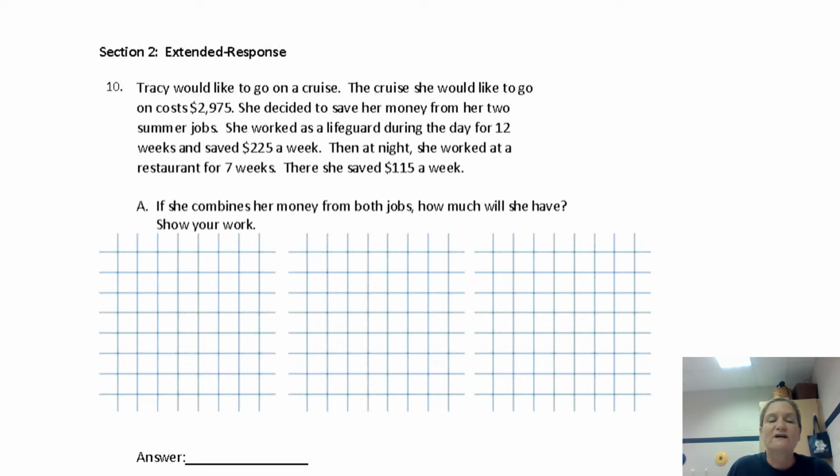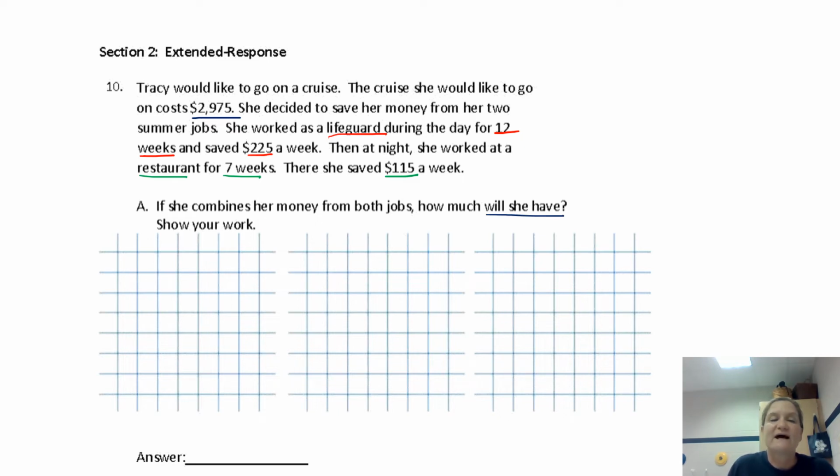Question 10. Tracy would like to go on a cruise. The cruise she would like to go on costs $2,975. She decided to save her money from her 2 summer jobs. She worked as a lifeguard during the day for 12 weeks and saved $225 a week. Then at night, she worked at a restaurant for 7 weeks. There she saved $115 a week. If she combines her money from both jobs, how much money will she have?